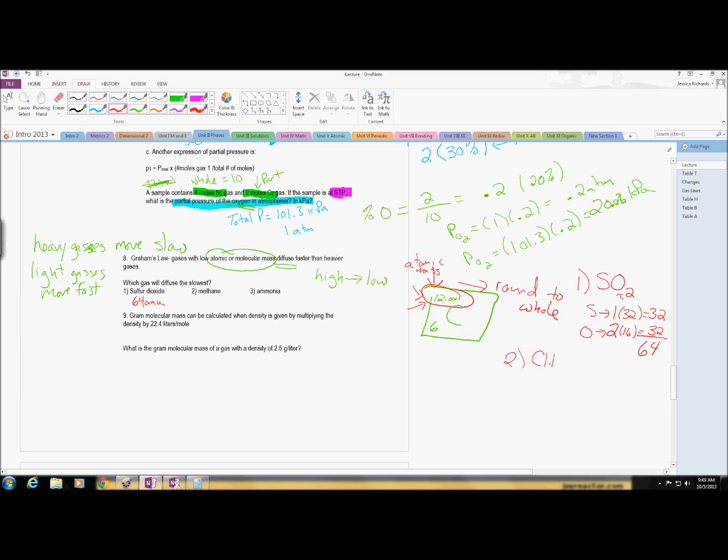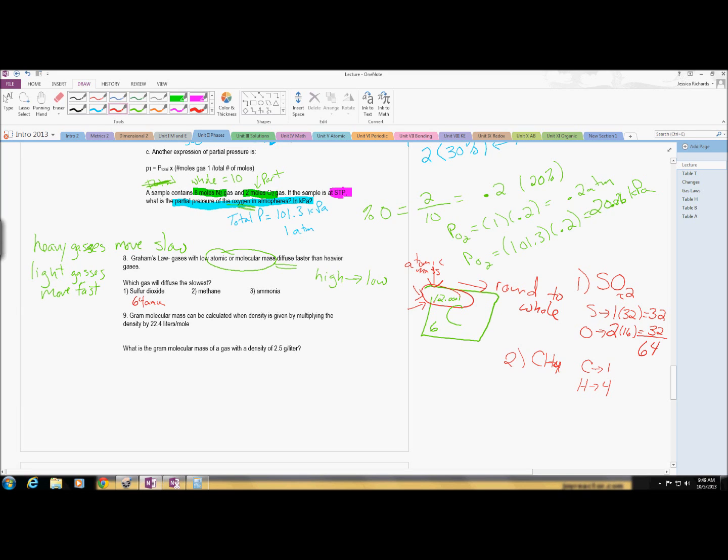Methane is CH4. That's one of the few common names of an organic molecule that you'll see a lot even before we get to organic chemistry because it's so common. This is the natural gas. It's the stuff that we're burning in our burners. So if we look, methane is made of 1 carbon and 4 hydrogens.